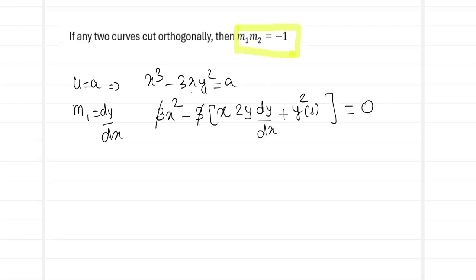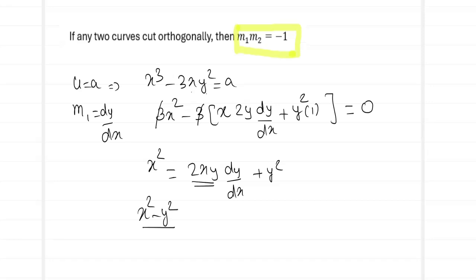3 over here can be cancelled off on both sides. So this gives you x square is equal to 2xy dy by dx plus y square, because I take this minus sign to the opposite side. So just bring this y square to the opposite side. So it is x square minus y square, and cross multiply it with this constant or coefficient over here, 2xy. So that gives me my first slope dy by dx to be equal to x square minus y square by 2xy.